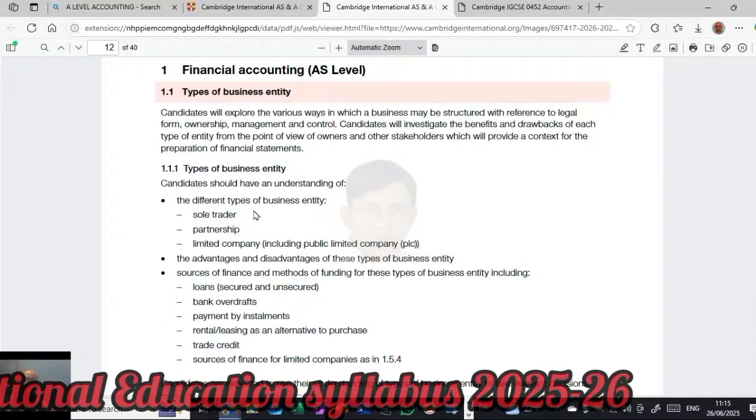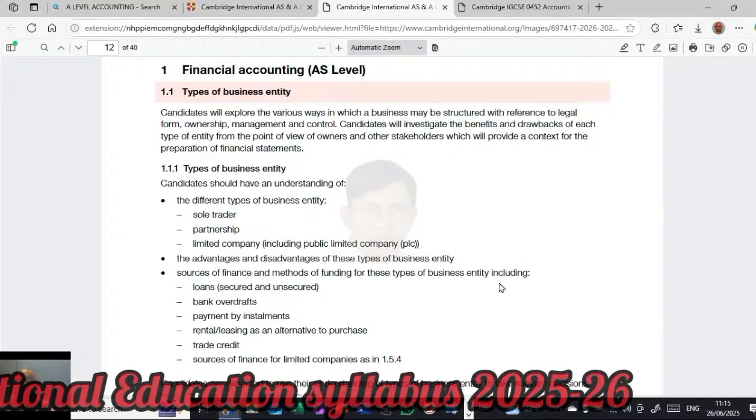Partnership is an association of two or more people. They pool their resources and do the business. So that is what a partnership is. Then limited company: in this, there are shares. Any number of people can invest in shares and start doing the business. Then it is called a limited company, including public limited company.